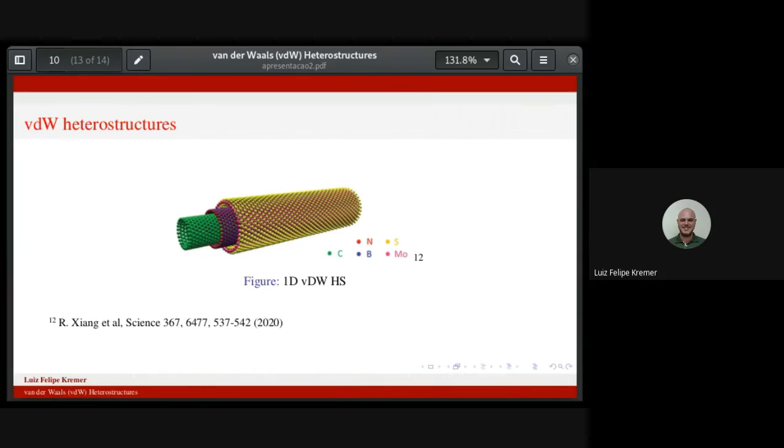You also have 1D van der Waals heterostructures. This one consists of a carbon nanotube at the center. In the middle, you have a boron nitride nanotube, and the outermost nanotube is molybdenum disulfide. This was obtained experimentally this year.